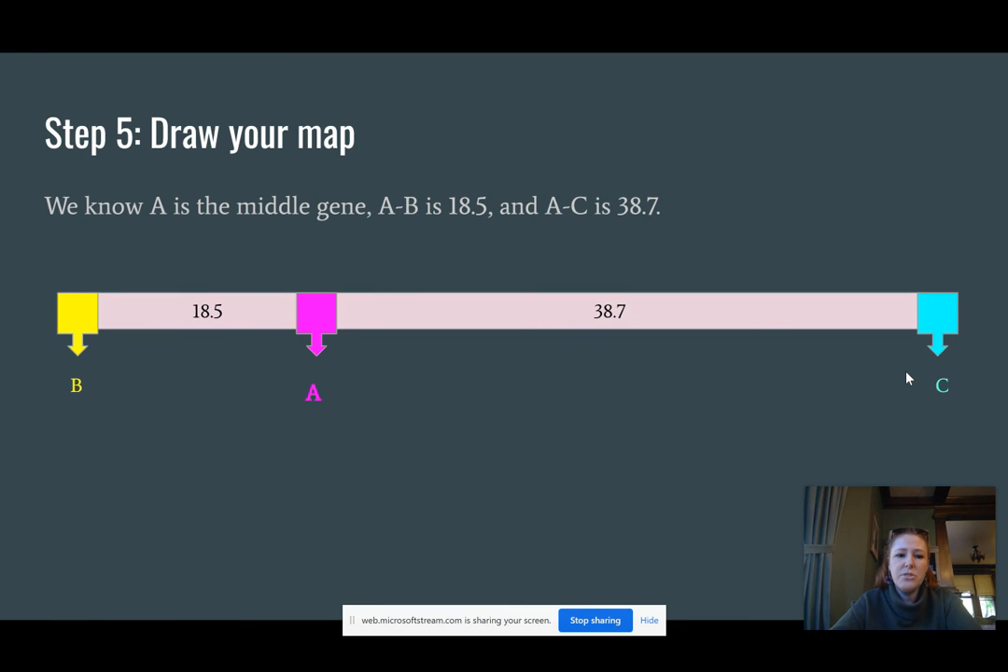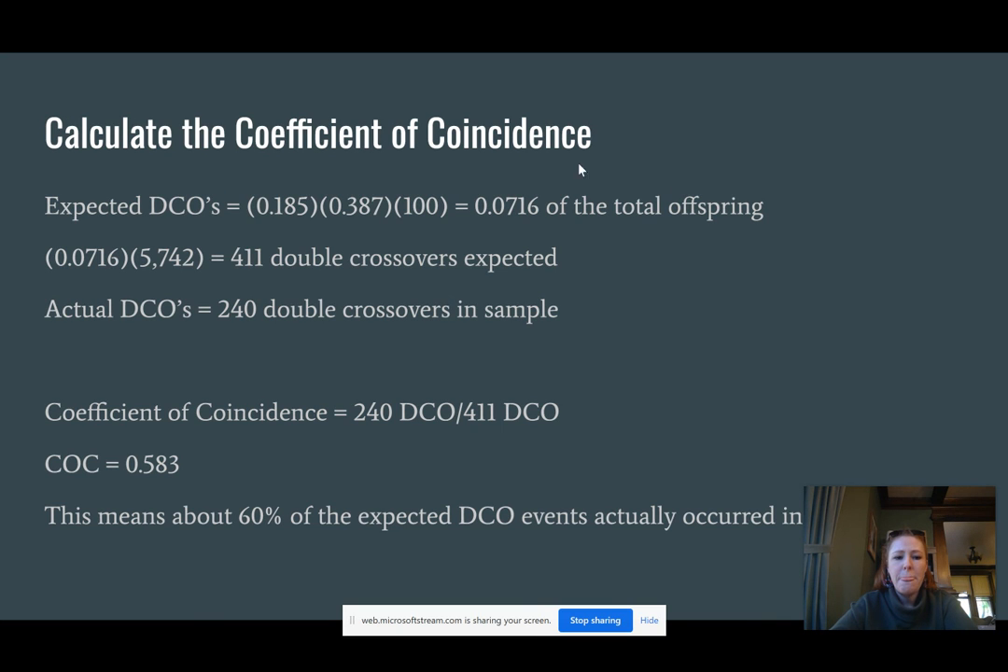The next step is just to draw the map. Since we know which gene is in the middle, this is fairly easy to do. Here I've got A and B with 18.5 map units between them, and A and C with 38.7 map units between them. The next thing we will want to know is the coefficient of coincidence, so we can see how much interference there is for the double crossovers.